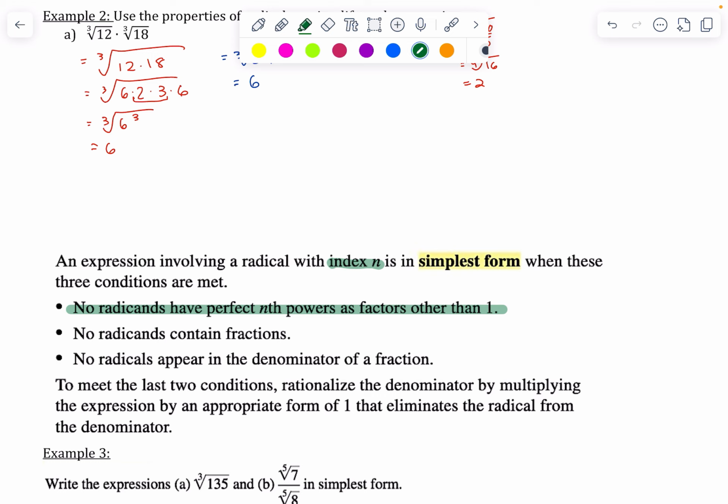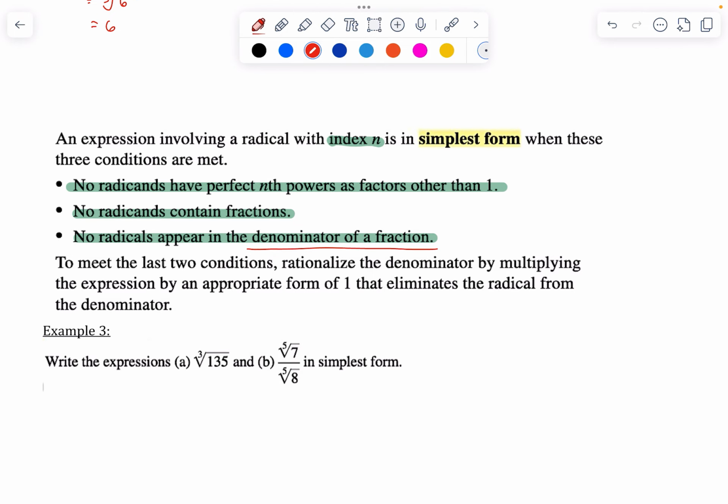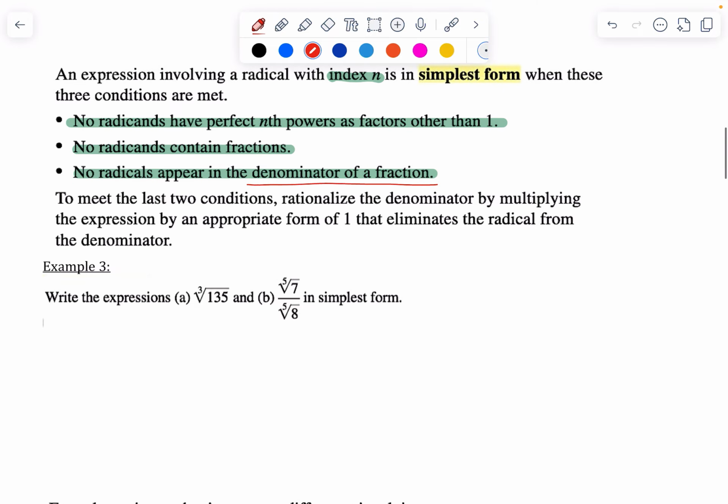The second is that no radicands, or no radicals, radicand is another way of saying what's under the radical, contain fractions. And this kind of ties in with this last one, okay? You can't have a fraction in the denominator. That's the main takeaway from the second and the third bullet point, okay? So as long as all of these conditions are met, your radical is in simplest form. All right, so let's look at each case.